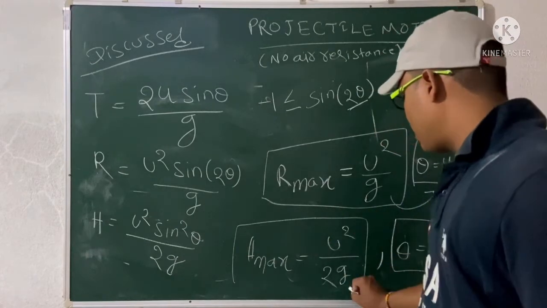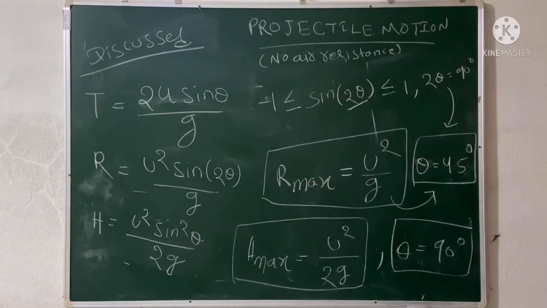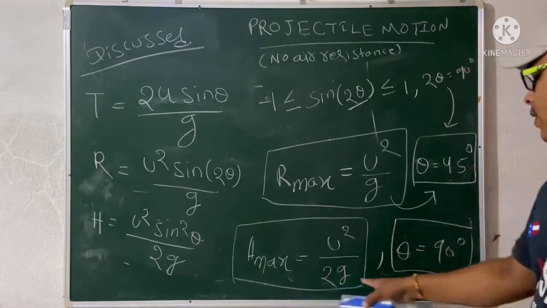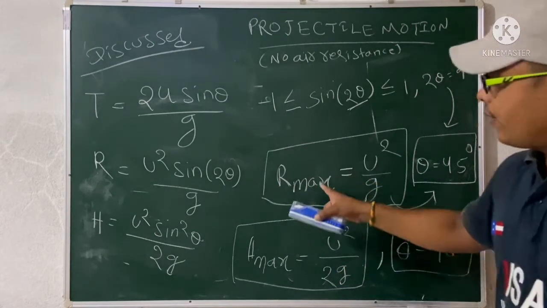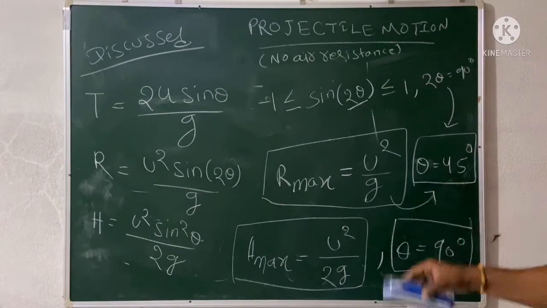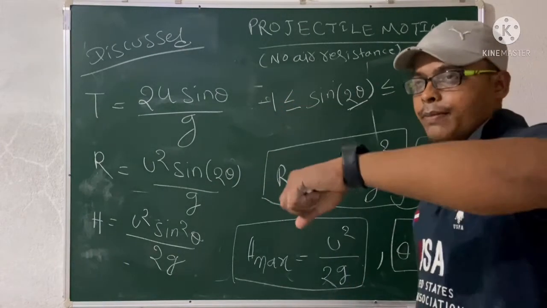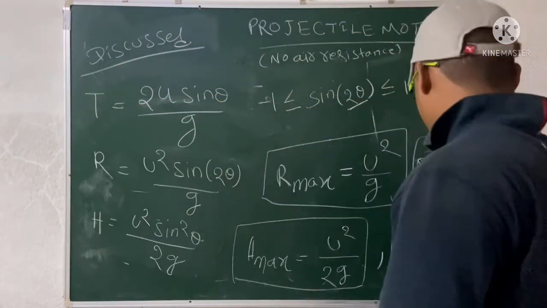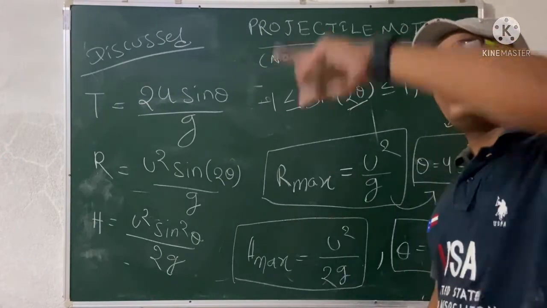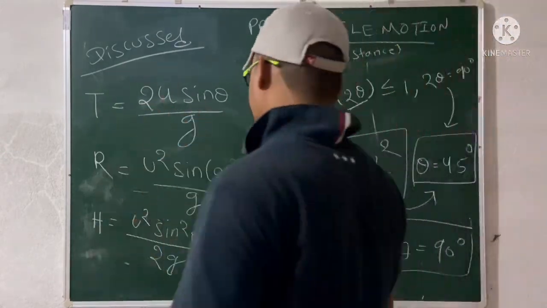So this is the equation of maximum height and maximum range. Right? When will you get maximum height? When theta equals 90 degrees. When will you get maximum range? When theta equals 45. If you hit at a 45 degree angle, it will go very far, but if you hit at a 90 degree angle, it will go very high, okay. So remember this.